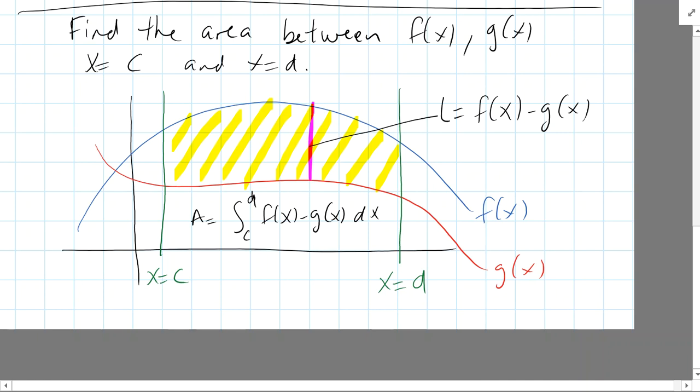This is how simple you can make it. Or you can make this more complicated. We're going to start with my favorite two curves. You will see them on the test. I guarantee you will see them on the test. They are square root of x and x squared.